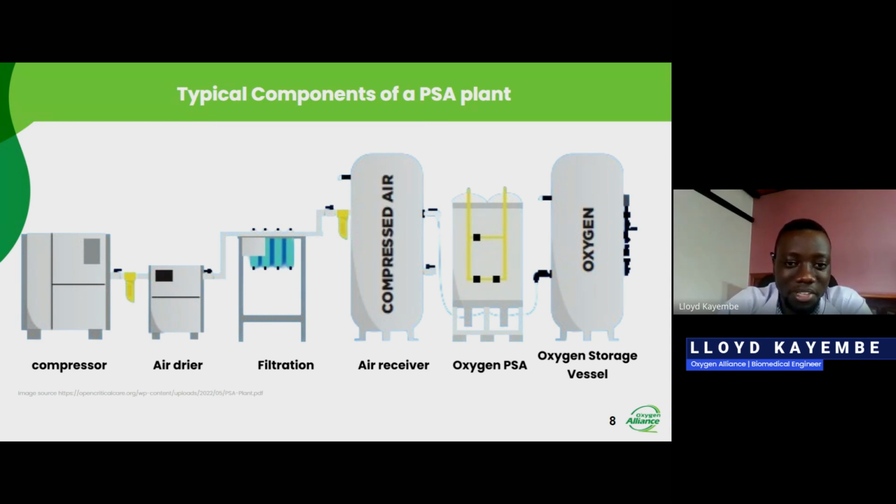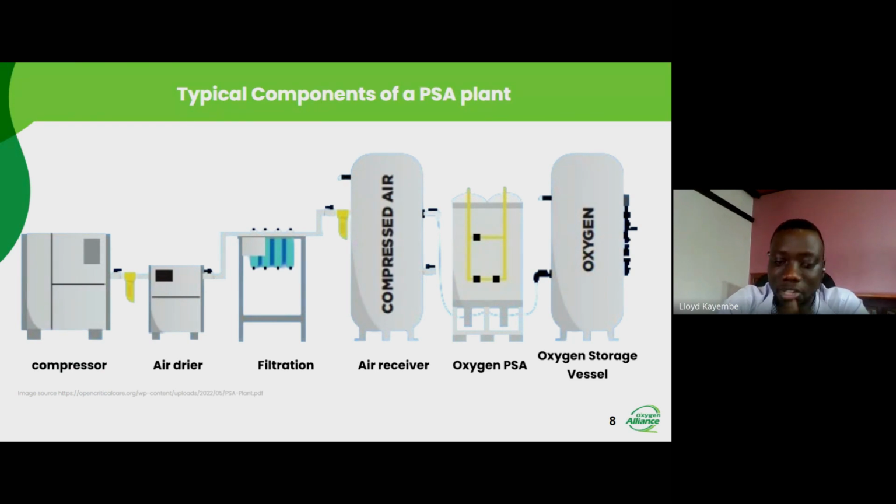My name is Lloyd Kayembe. I'm a biomedical engineer for Science, and I'm going to take you through the main components of a PSA plant. A typical PSA plant will contain each of these: a compressor, an air dryer, a filtration system, an air receiver, the PSA towers, and an oxygen storage vessel. Each component plays a crucial role in the overall functioning of the plant, and in the next slides, I'll briefly explain their functions.